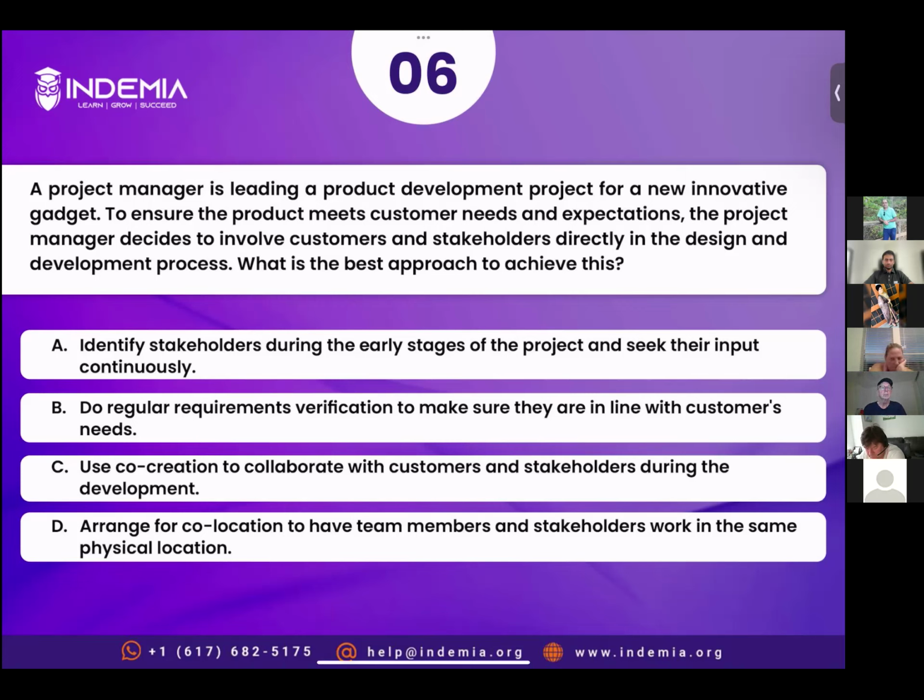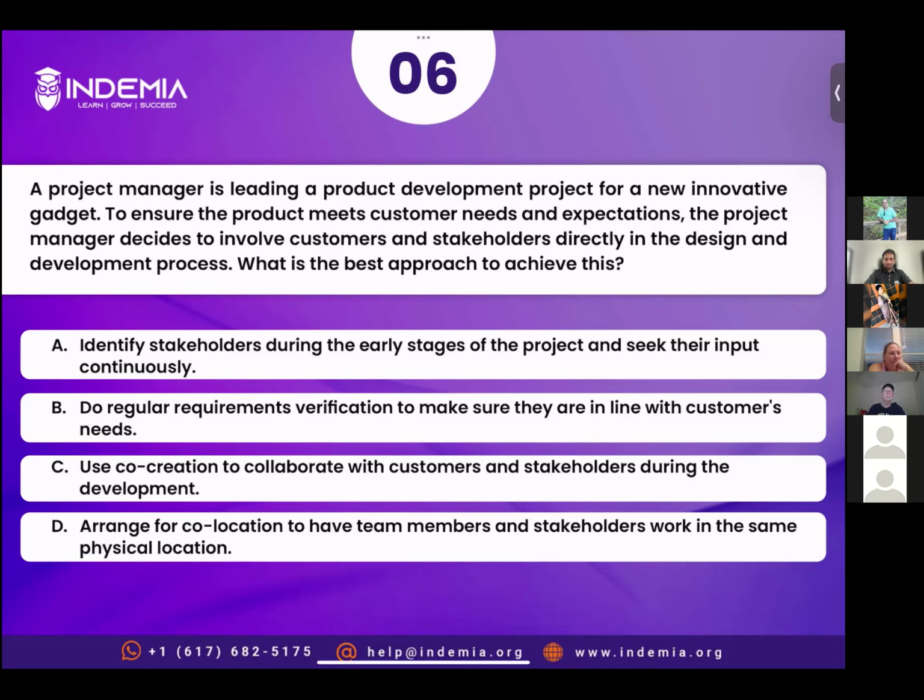Yes. So while I was reading the question, it says to ensure the product meets customer needs and expectations, the project manager decides to involve both customers and stakeholders directly in the design. So it's not just only the customers that were trying to get involved in this, but also the stakeholders. So I saw C included both customers and stakeholders. That's the reason why I chose C. All right, thank you for detailed explanation.